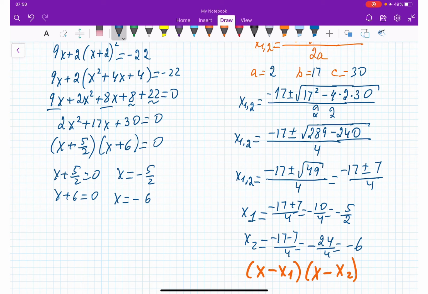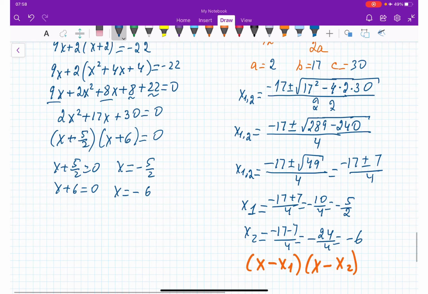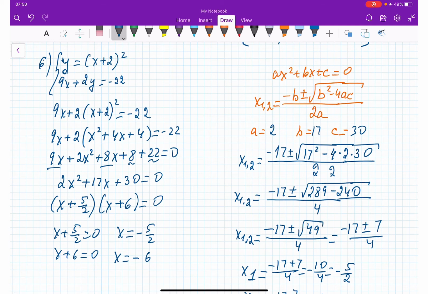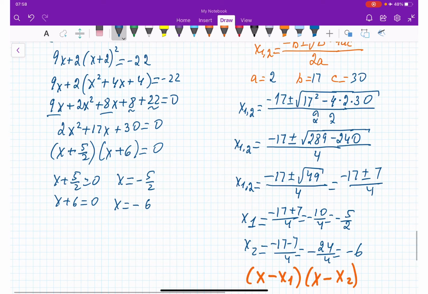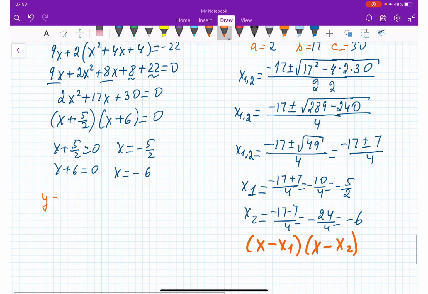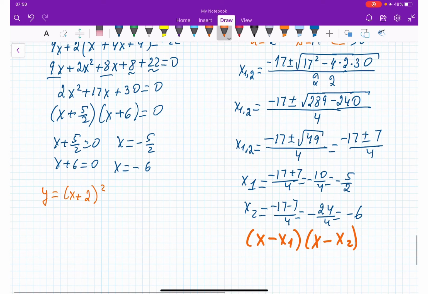Okay, so these are our values of x. Now let's find the value of y. I believe it would be easy to plug in here for this one. So let's write down y is equal, let me change the color so we can see that we are plugging. Y is equal x plus 2 squared. Okay, x is equal negative 5 over 2. With fractions, that's okay. We can handle it.